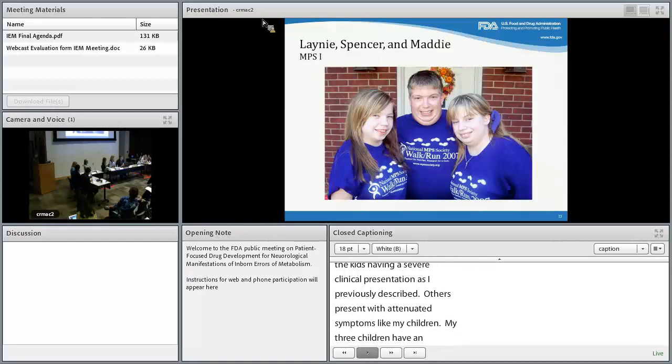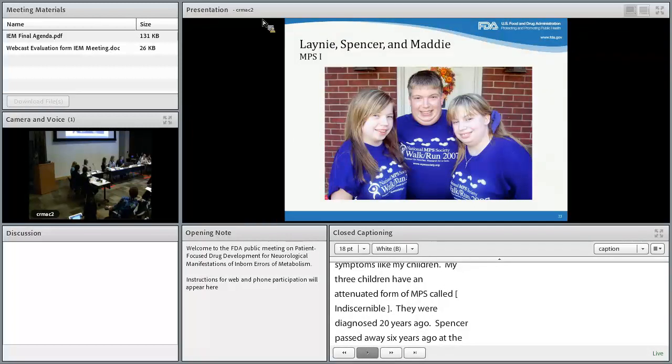My 3 children have an attenuated form of MPS 1 called Hurler-Scheie syndrome. They were diagnosed 20 years ago. Spencer passed away 6 years ago at the age of 18 due to a medical accident. Maddie is currently 24 years old, and Lainey is 22 years old, and they both live at home with us.